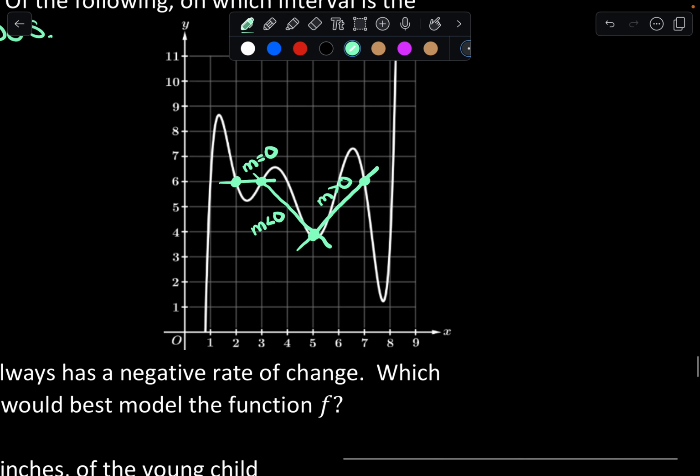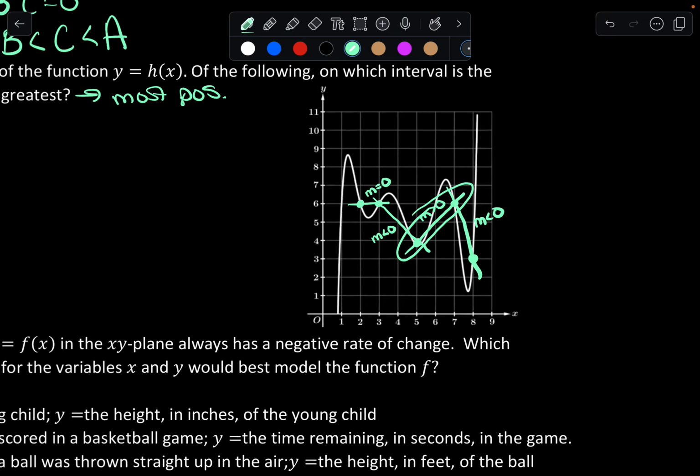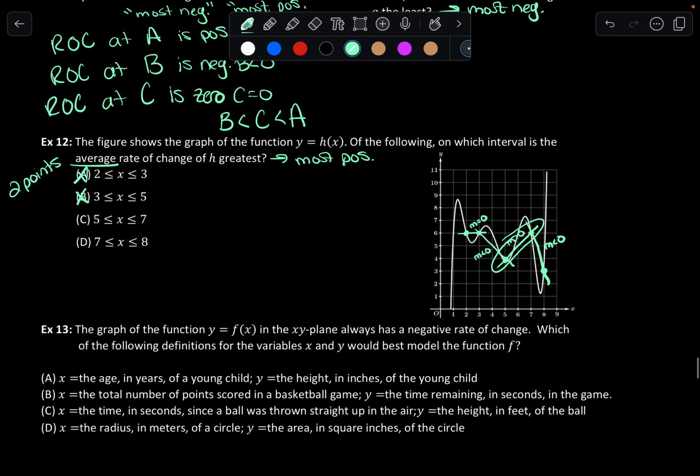Now D, we're going to go from 7 to 8. It's not looking promising because the slope of the secant line is going to be negative. Therefore, the only secant line with a positive slope is going to be C.